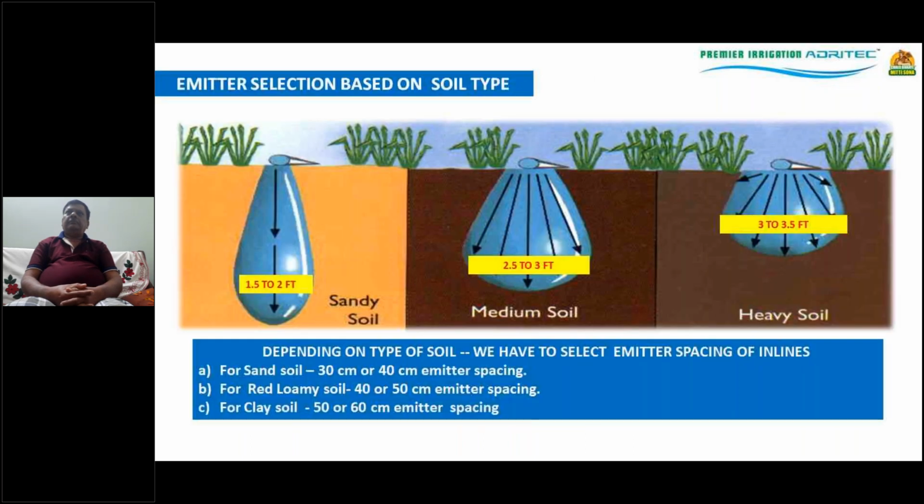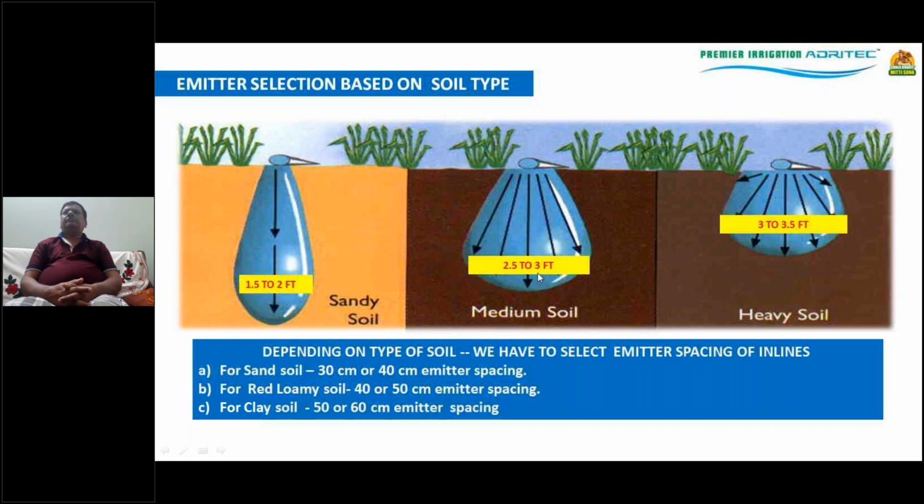Now, one small point I wanted to tell you: whenever we have this dripper selection, we have to take a lot of care on the type of the soil that is going to be there. You must understand how the water moves in the soil. In case of a sandy soil, as you can see, because there is a lot of pore space, the water will directly go down. The vertical movement will be greater than the horizontal movement. So this water that is spreading will not be more than 1.5 to 2 feet.